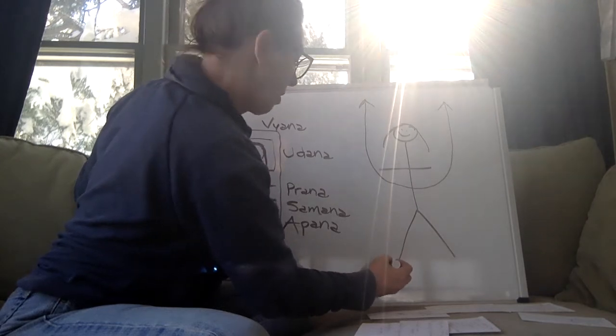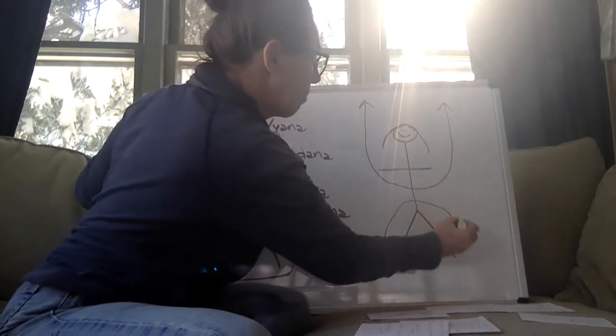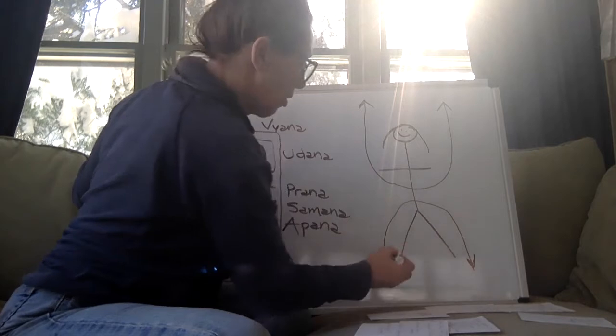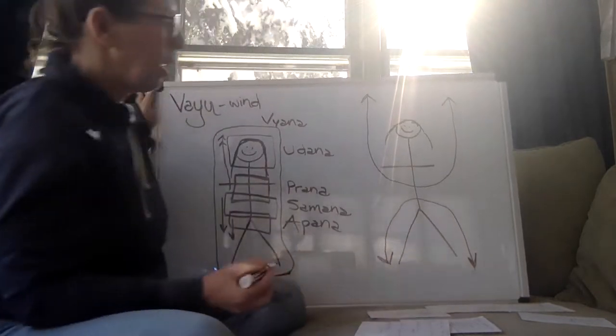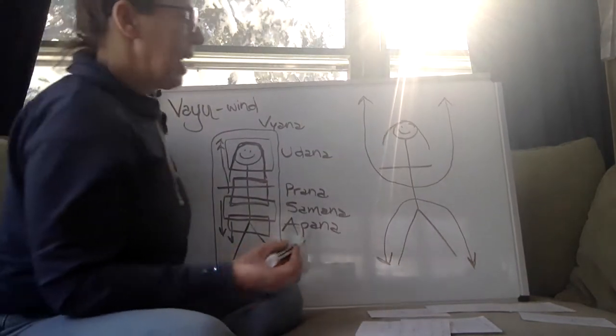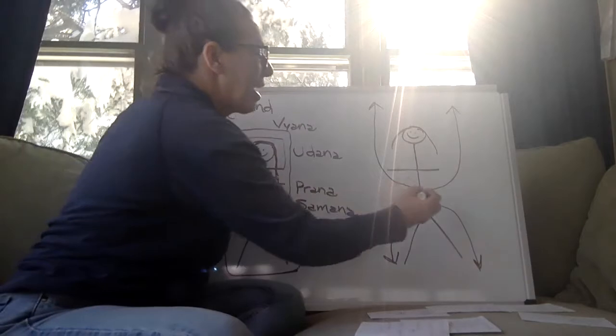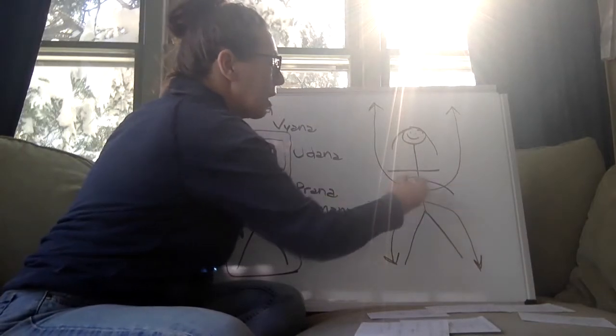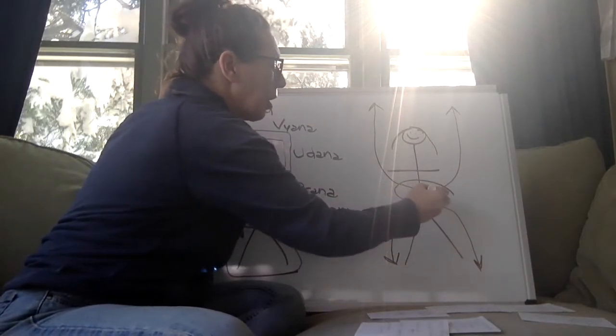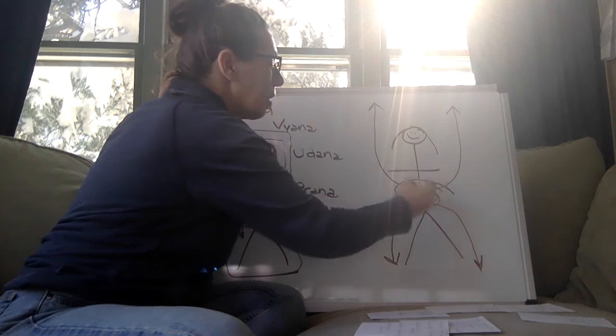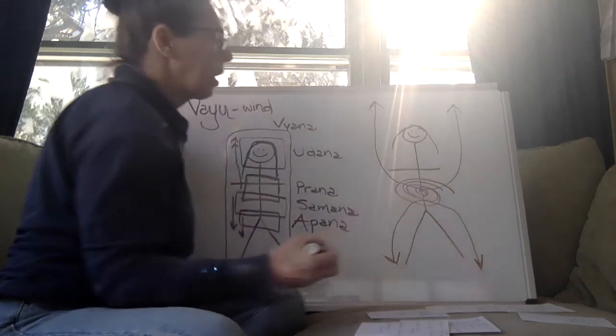Apanavayu originates at the belly button and has a downward force to it. And then Samanavayu circulates inward and kind of disappears into nothing.